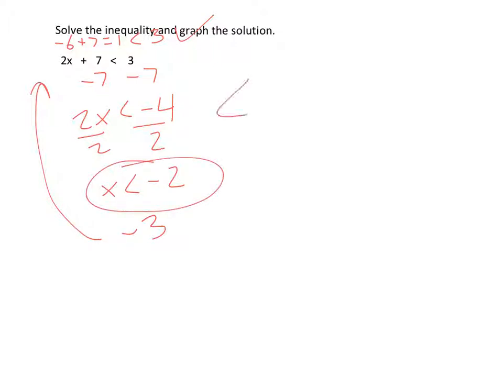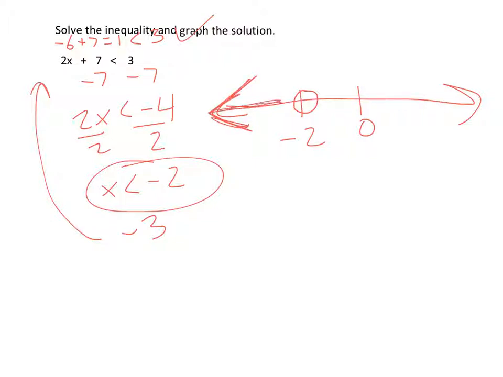So now to graph it, I have a number line, and I'm going to label negative 2. So this is 0. And it has to be less than negative 2. It can't be equal to, so I'm going to use an open circle on negative 2. And it's going to be less than, so I'm going to shade in everything less than negative 2, and that is the solution.